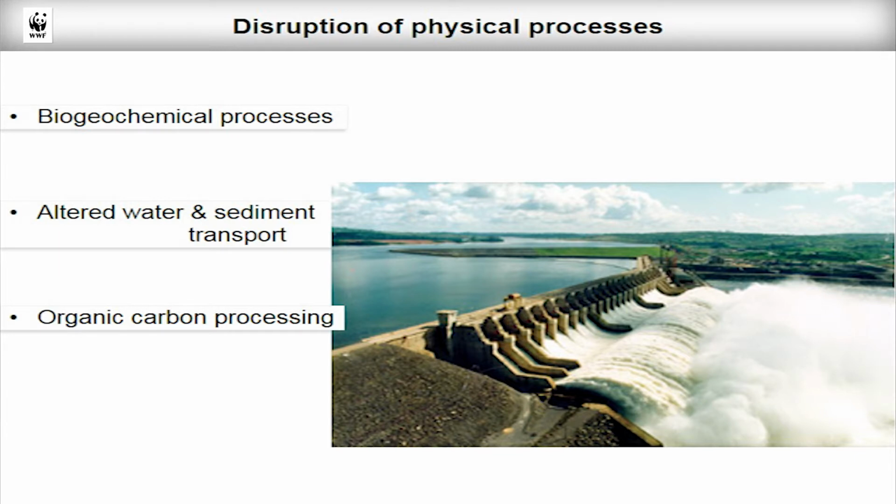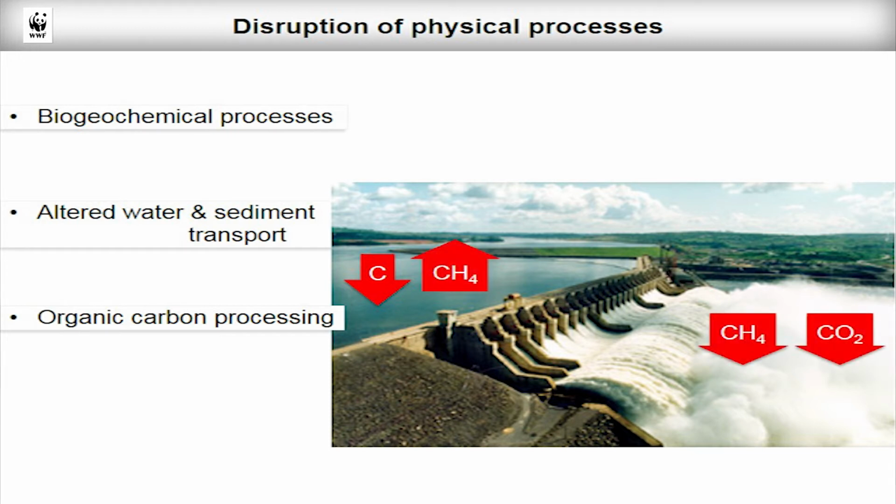The construction of dam reservoirs has many impacts. One of them is that dam reservoirs usually act as traps for organic carbon. Increased organic carbon being deposited in dam reservoirs leads to increased methane emissions coming out of those reservoirs and decreased carbon dioxide and methane emissions coming from downstream of the dams.